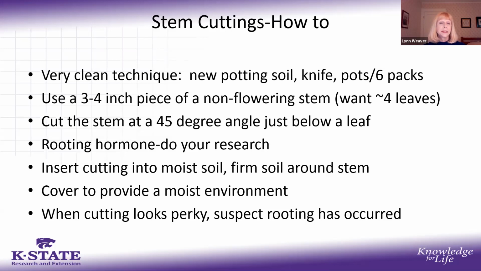You're going to cut the stem at a 45-degree angle just below a leaf. And why there? Because the cells involved in growth are most concentrated at the leaf nodes. So cutting just below a leaf optimizes root formation. Rooting hormone, again, do your research. You're going to insert the cutting into moist soil and firm the soil around the stem.